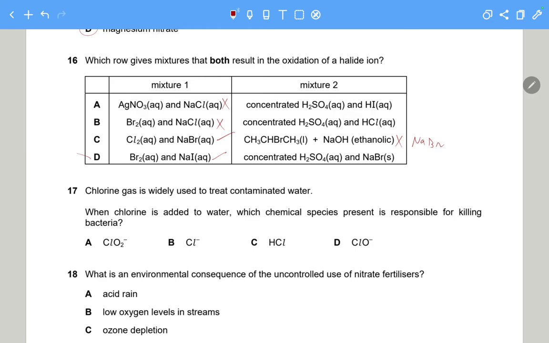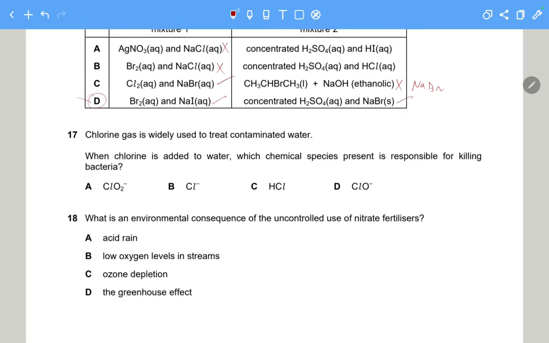And then we read the second statement, concentrated H2SO4 and NaBr. This also takes place because we get liquid bromine, Br2, and that's why this is also correct. So D is the correct answer.